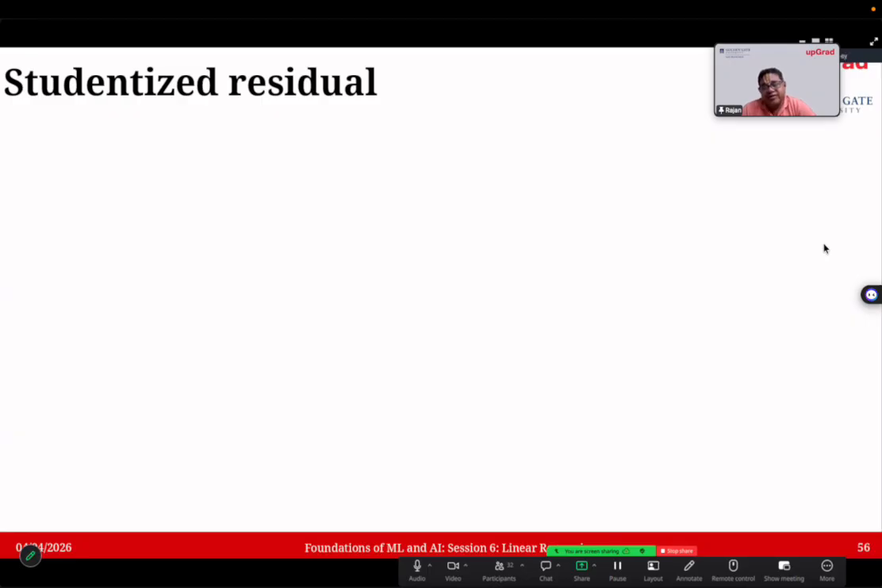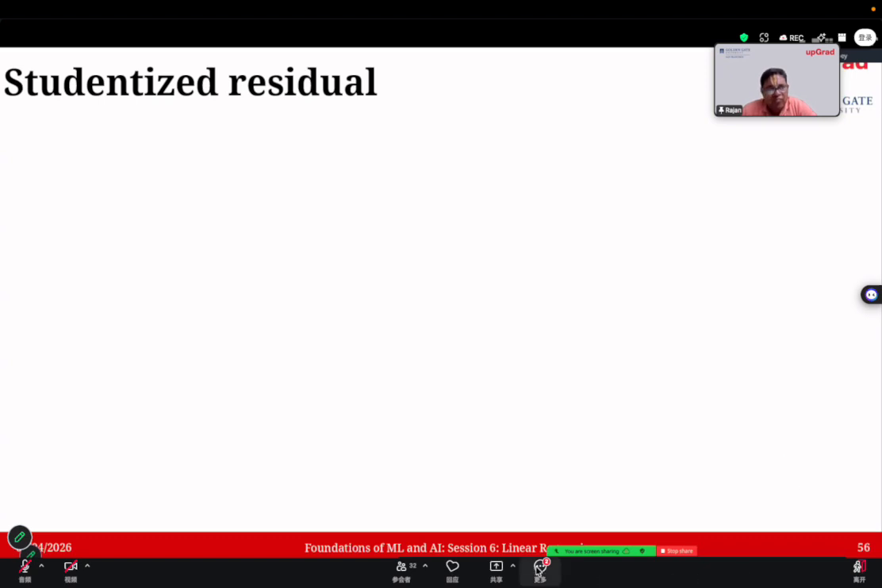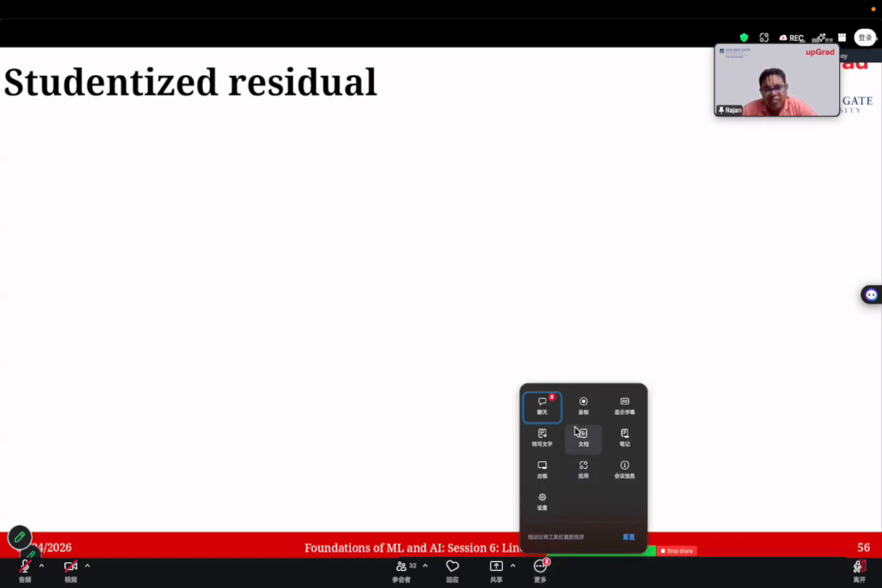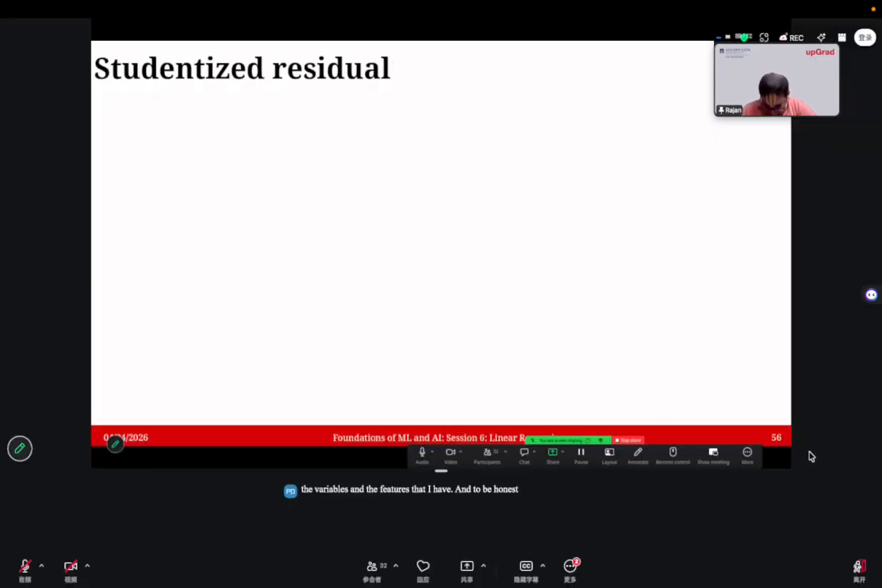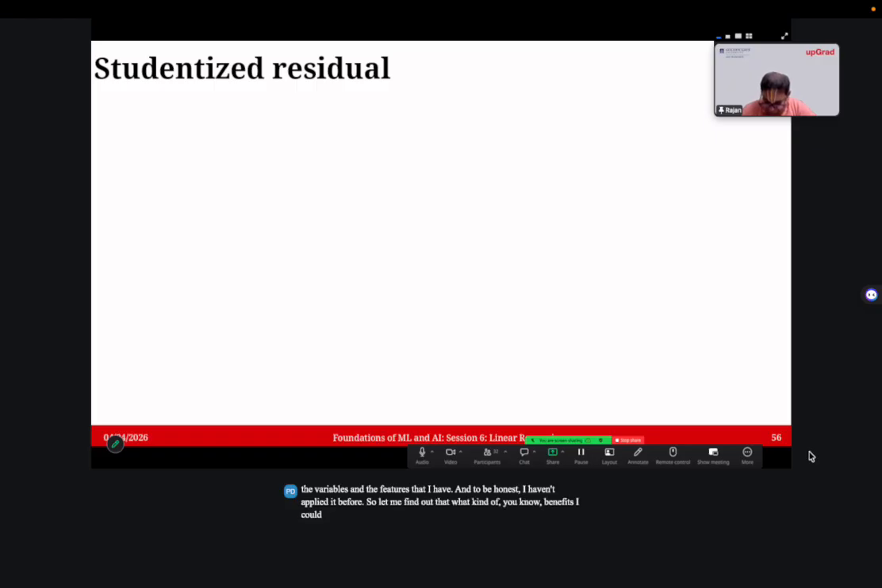Yes, sir. My question actually came from an idea that when I predict stock prices, there are multiple factors that I need to consider. This is a very interesting topic that you have covered in a couple of classes. To be honest, this is something I need to apply, and my knowledge here is very little. I need to try this method and see if I can find the outliers across the variables and features that I have. I haven't applied it before, so let me find out what kind of benefits I could get.